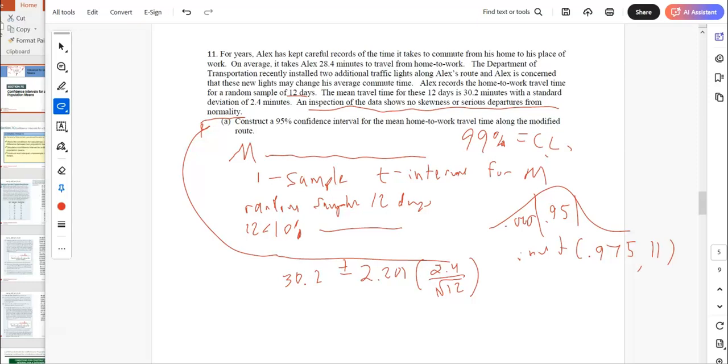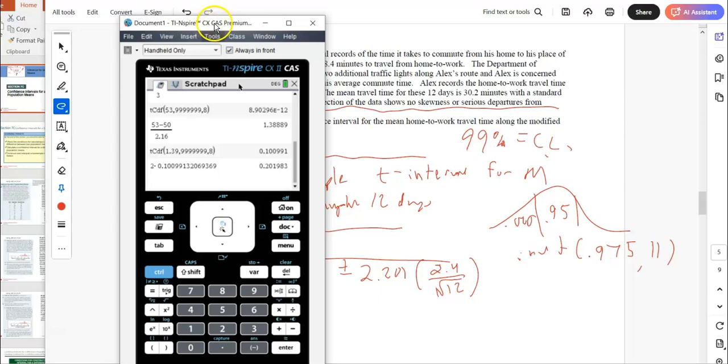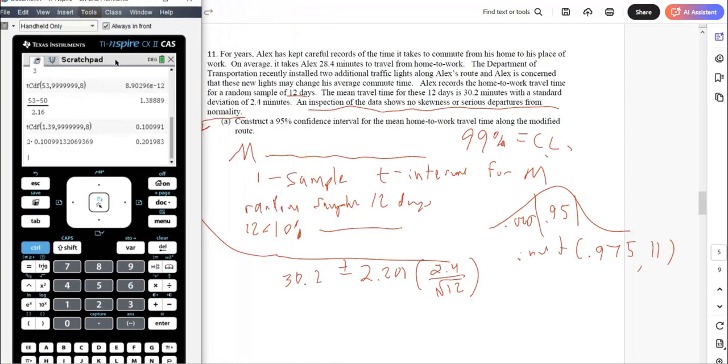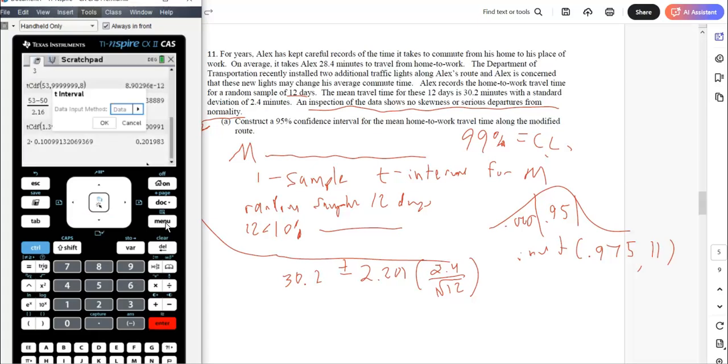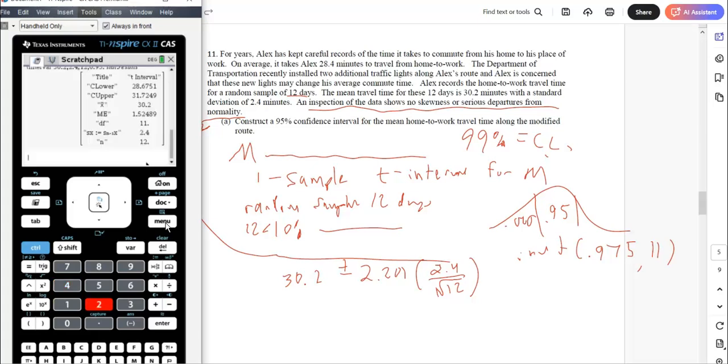You can also just use your calculator, right? So you could have gone to your calculator. Go menu, 6, and t interval. And we don't have the data, we have the stats here. We don't have a list. So x bar was 30.2. Standard deviation was 2.4, I believe. And n is 12. And 95%, I think, was correct.